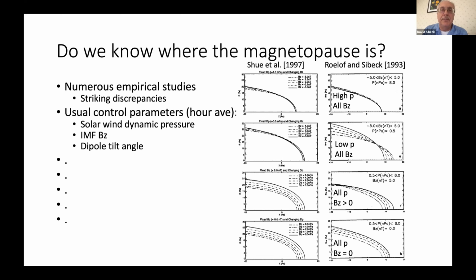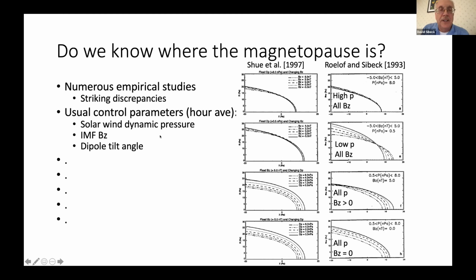Do we really know where the magnetopause is? Here is an old paper from Shue, 97, comparing their predictions of where the magnetopause is for solar wind dynamic pressure and BZ with those that Roelof and I got many years ago. Sometimes the predictions are similar, and sometimes they are strikingly different. Look at these two panels. This panel here should look like that panel there. Obviously, there's a gross discrepancy.